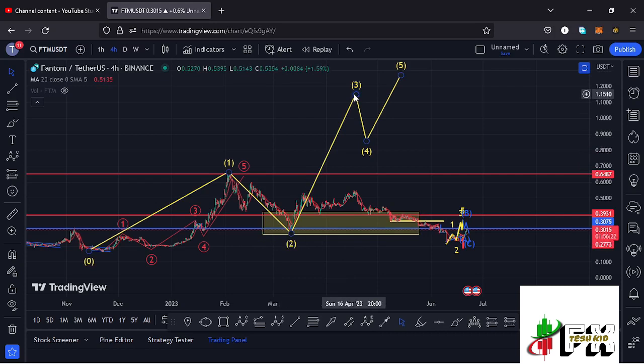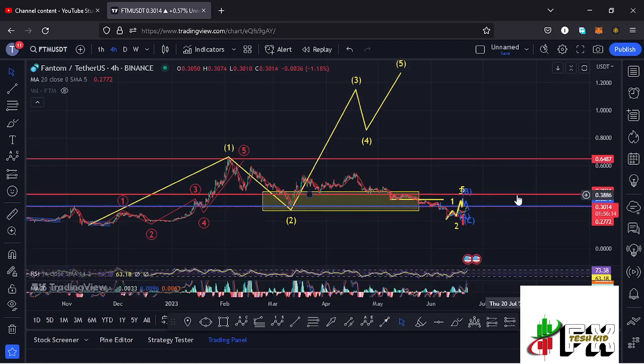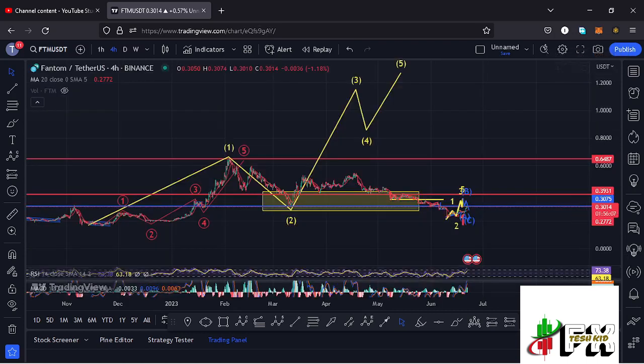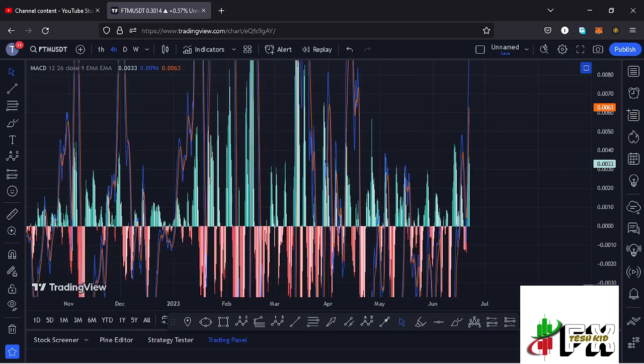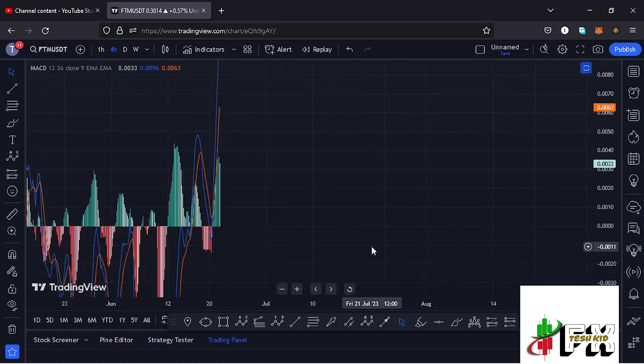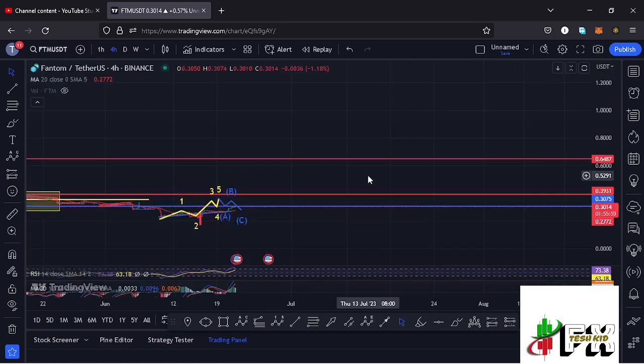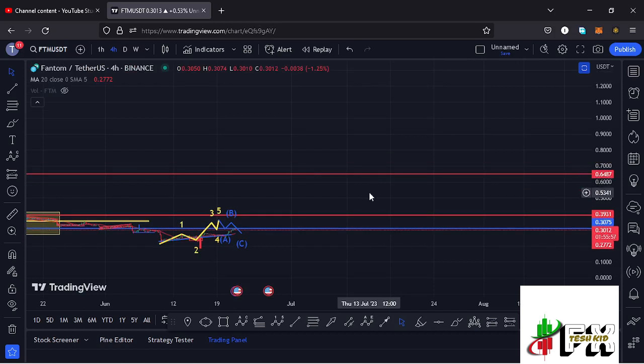So that is what I'm tracking here on the Fantom chart, and that is what we need to keep our eyes on, and I'll be keeping you updated on a daily basis. On the indicators, on the RSI, we are trading at around the 73 mark, suggesting that we have managed to get into the overbought region. On the MACD, we have been able to print a bullish cross, fully supporting higher prices. So let's be patient and see how that plays out, and I'll be keeping you updated.